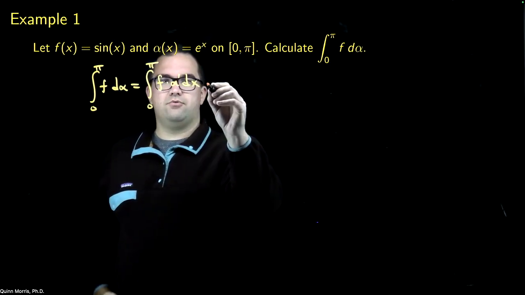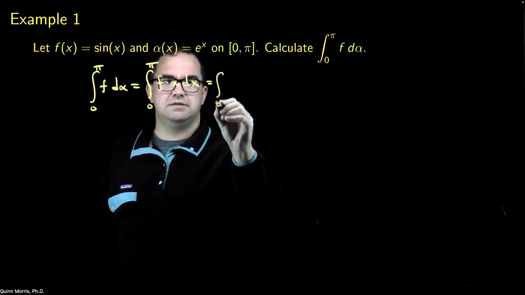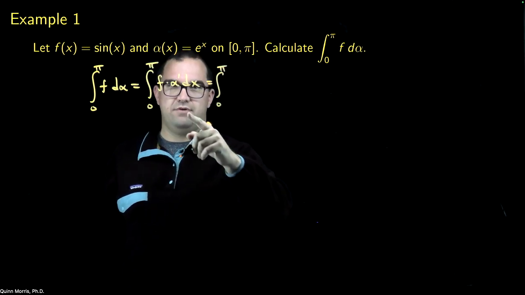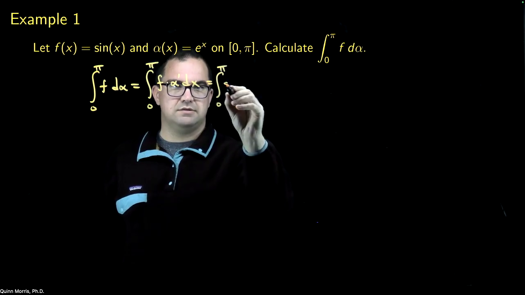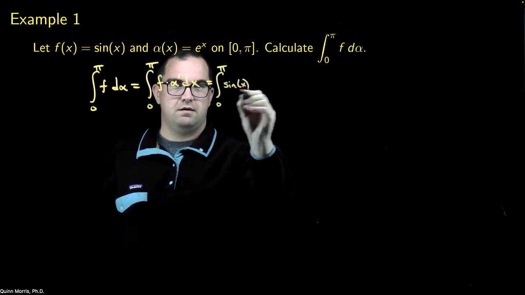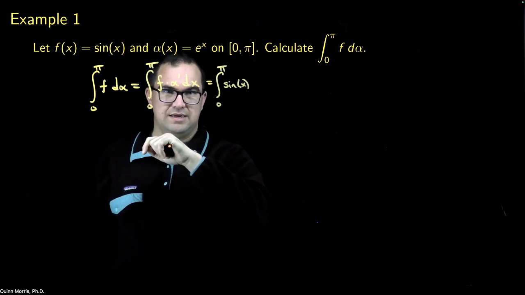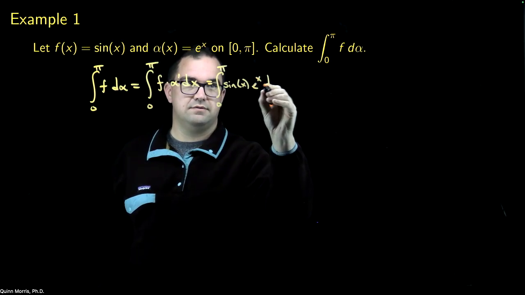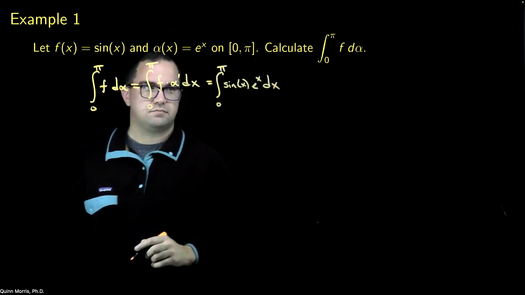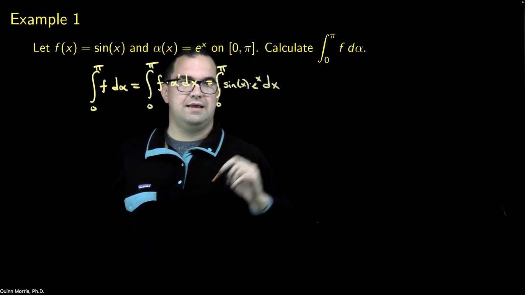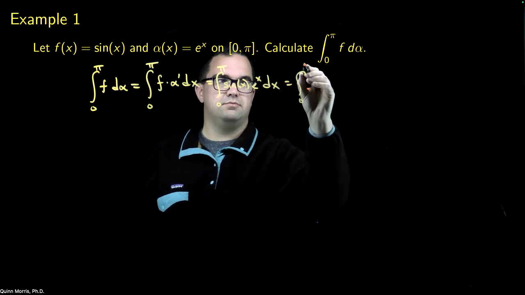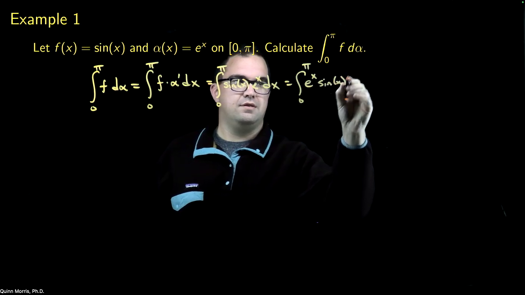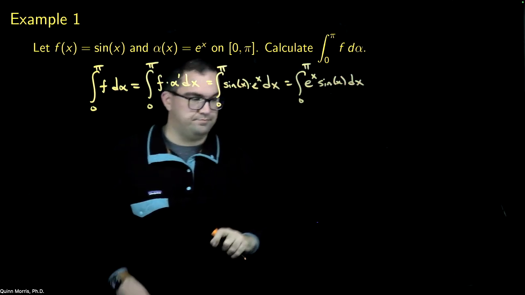So in particular, if I just write out what this is, this would be the integral from 0 to pi. My function f is sine of x. My function alpha is e to the x. So alpha prime, the derivative of that, is also e to the x. And so what I get here is, I'm going to swap these around. I get that I need to evaluate this Riemann integral.